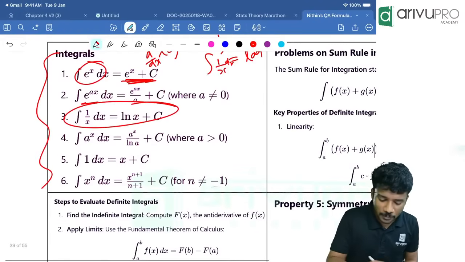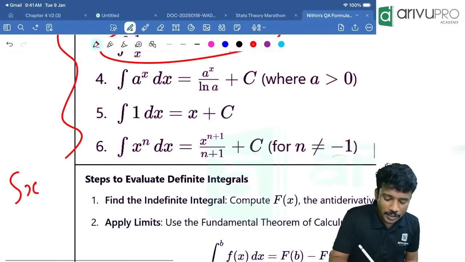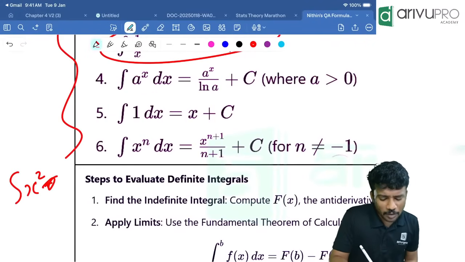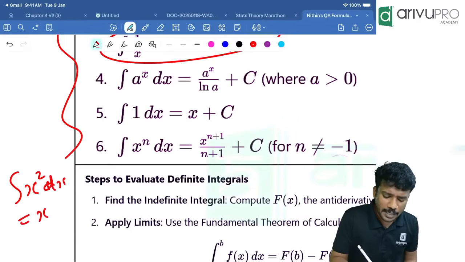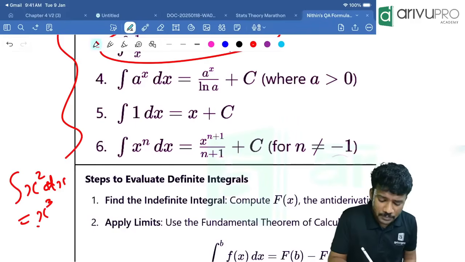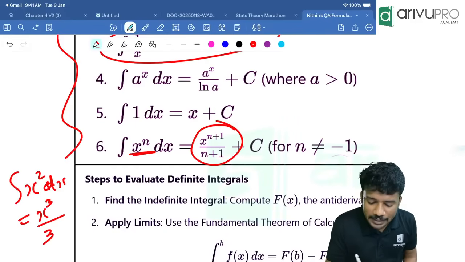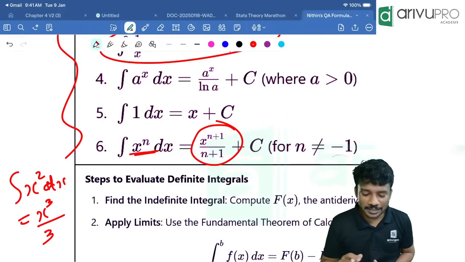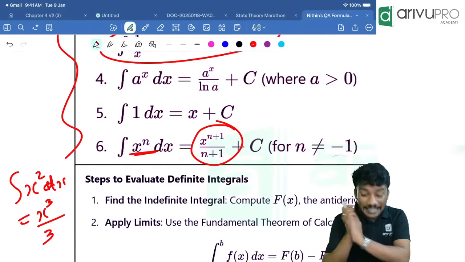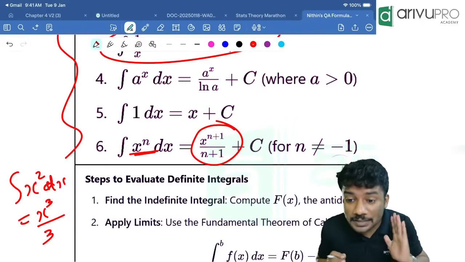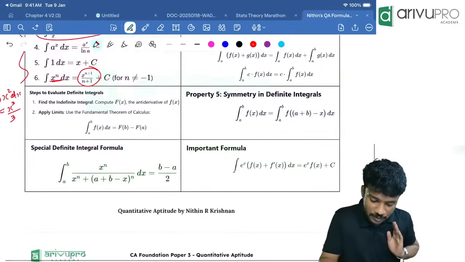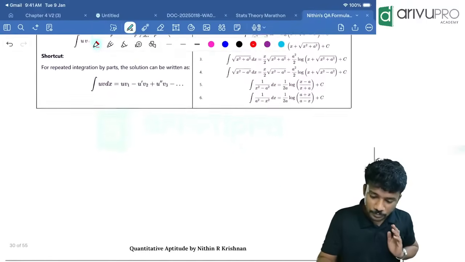Then the basic formula, integral, this one you should know. Integral of x square is how much? Integral of x square dx is nothing but x raised to 2 plus 1, that is 3, divided by 2 plus 1, that is 3. That is given over here. Integral of x raised to n dx can be written as x raised to n plus 1 divided by n plus 1 plus c.